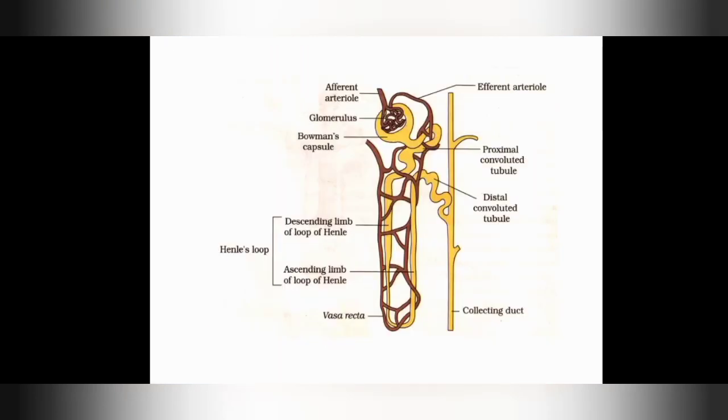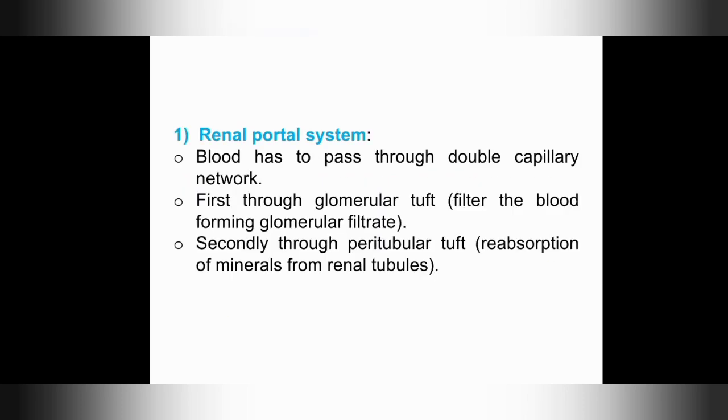Now this renal circulation is having some peculiarities. What are the peculiarities? The first peculiarity is the renal portal system. What is that? The blood has to pass through the double capillary network. What is double capillary network? One is the glomerular tuft, glomerular capillary. Second one is the peritubular capillary. So blood has to pass through a double capillary network.